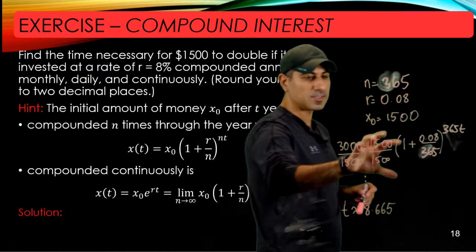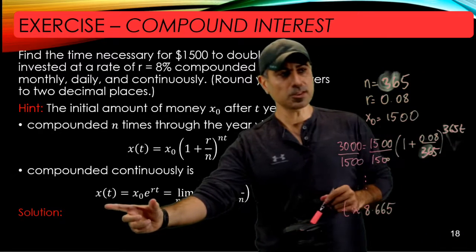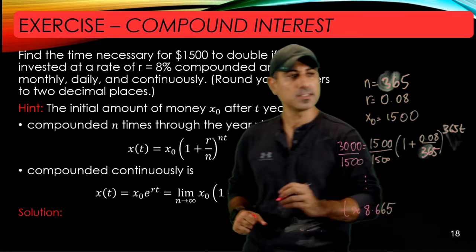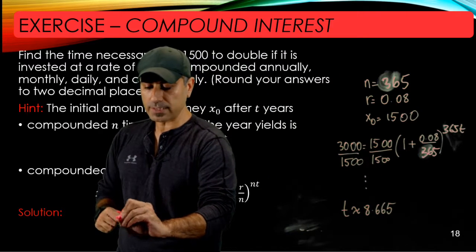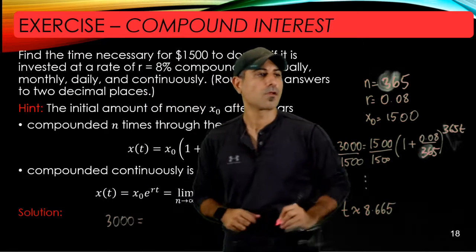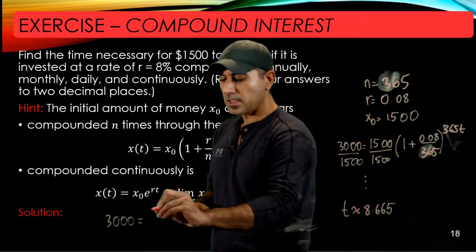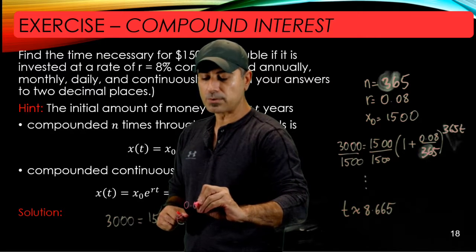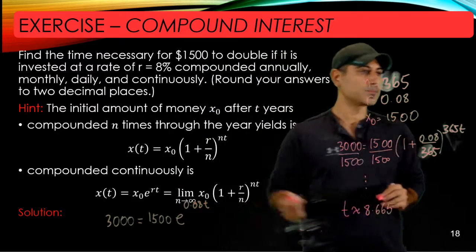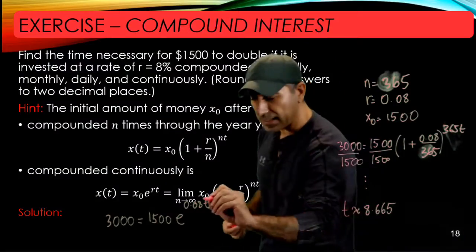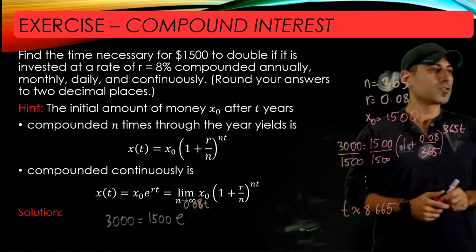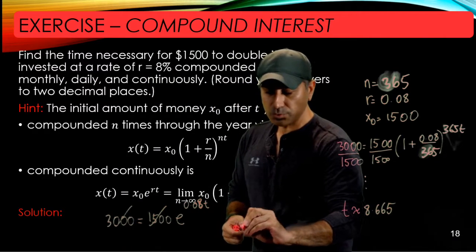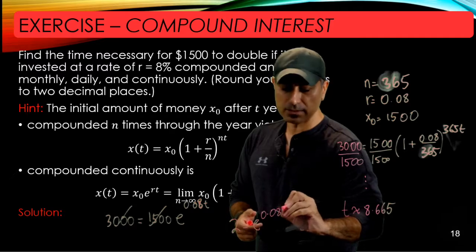And in the continuous case, this model doesn't work anymore, because we are going to have this model here: x0 e to the rt, where x0 is the initial amount. So let me just continue here. You want to have $3,000, the initial amount is 1,500, and the rate is still 0.08. This time I'm solving this exponential equation. Why don't we divide both sides by 1,500 as we did here, so that you have 2 equals e to the 0.08t.